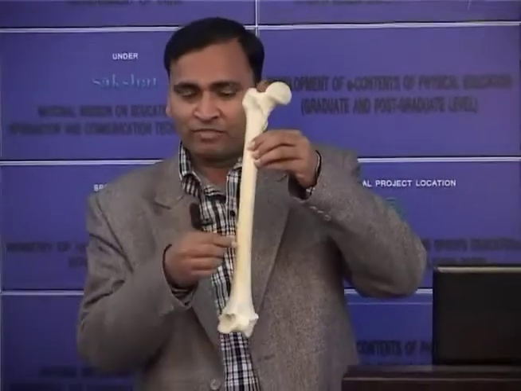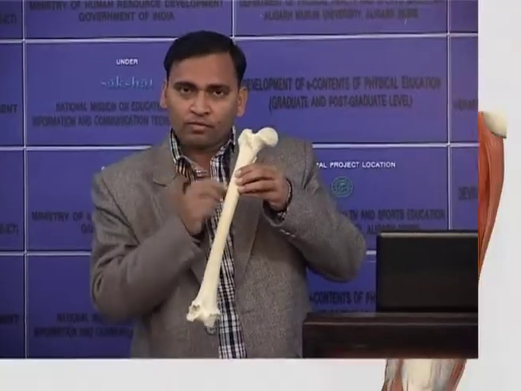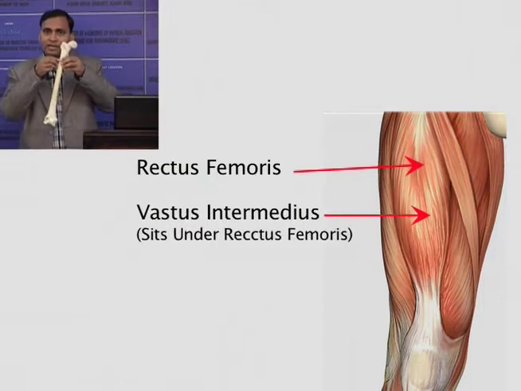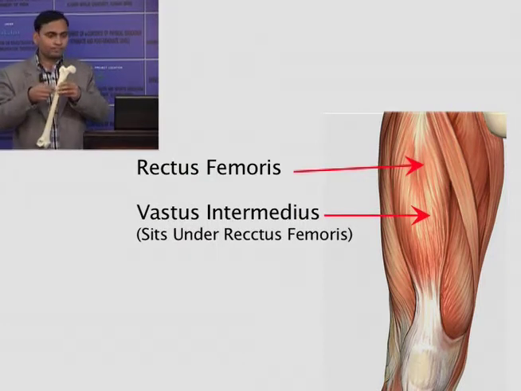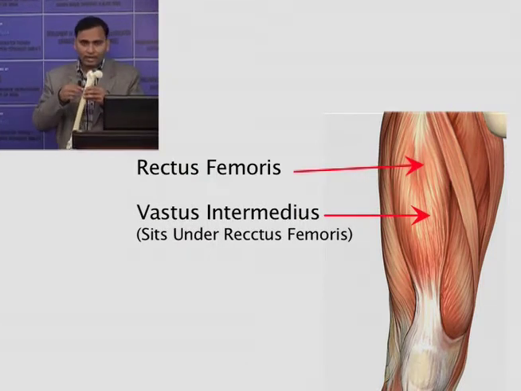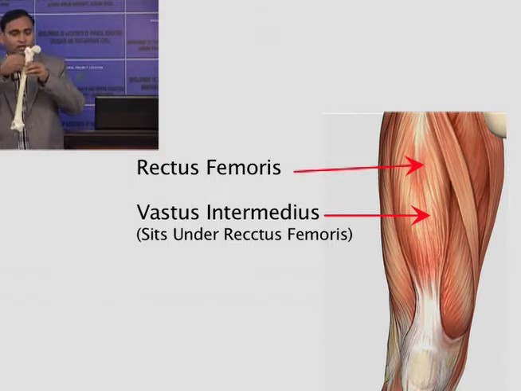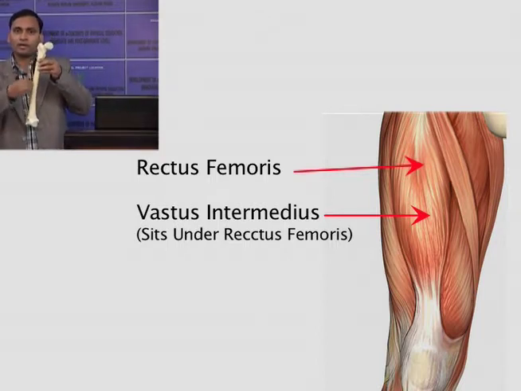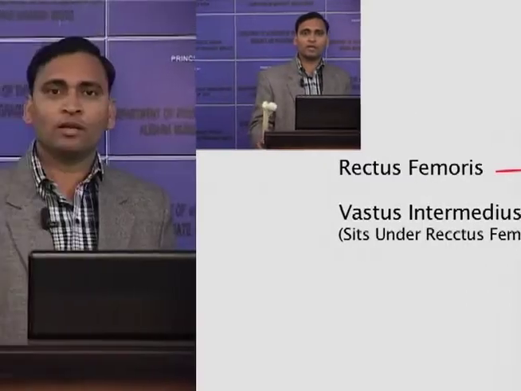When you see the diaphysis of the femur, vastus intermedius originates from the lateral side, anterior side, and it originates from here. So among all four muscles, three muscles of quadriceps have origin from the femur, whereas one muscle, rectus femoris, originates from the pelvis bone.